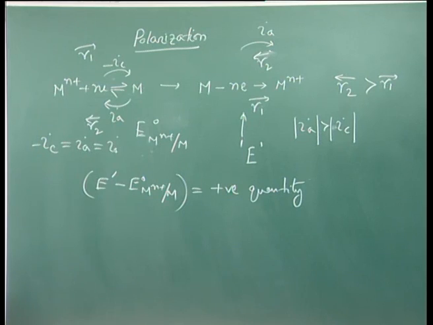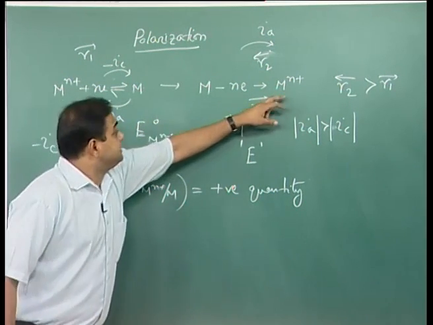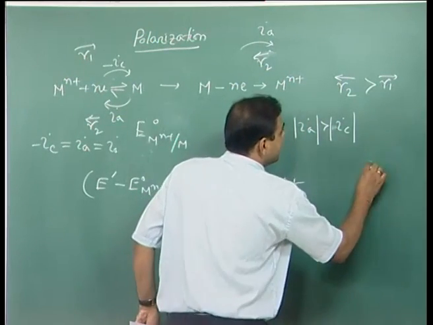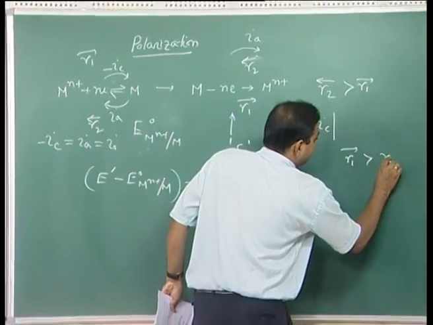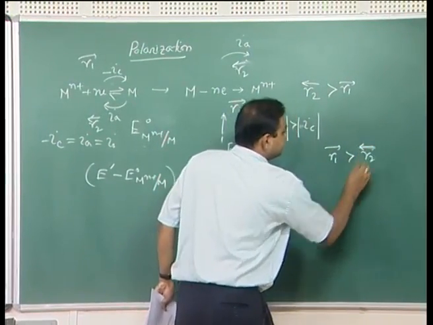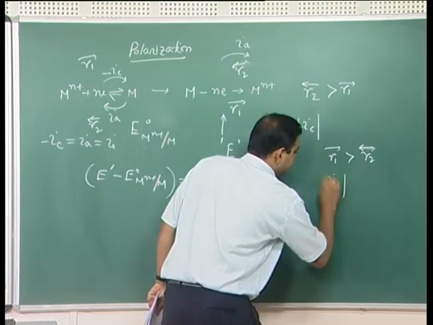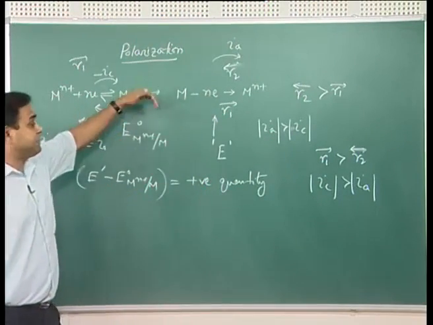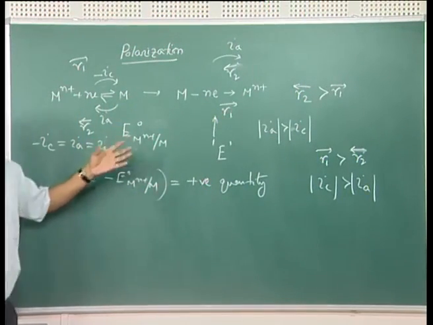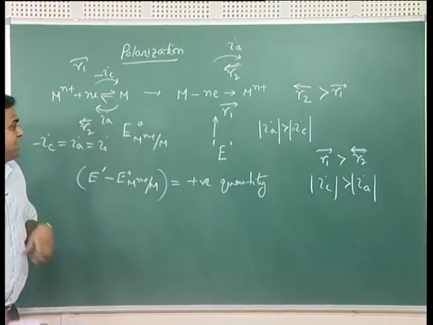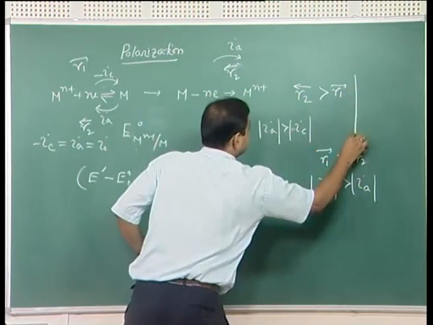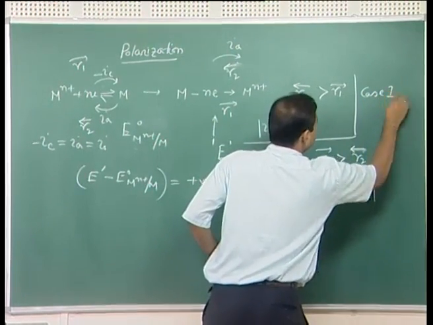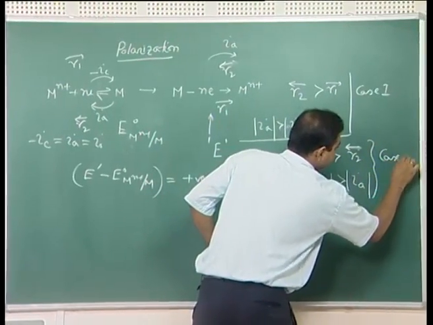Similarly, if you have the deposition reaction at a faster rate, that means R1 should be greater than R2. So, IC should be greater than IA. So, the deposition rate is faster than the production rate of metal M n plus. The earlier case is case number 1, and in this case, this is case 2.